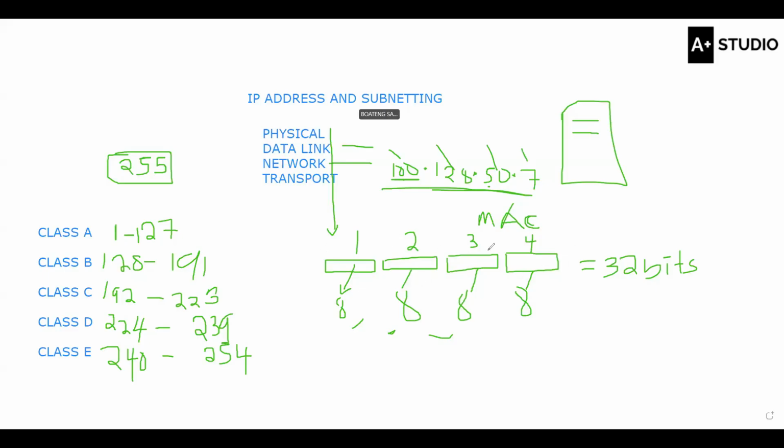When we are to write down this IP address in binary form, the 100 will be written in binary form in the first octet. So 100 in binary will give us some values. Let's take 100 to binary and see what we get from here.